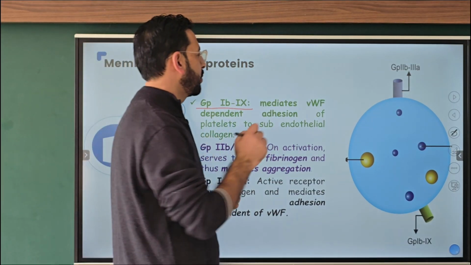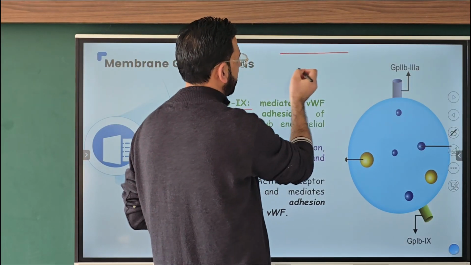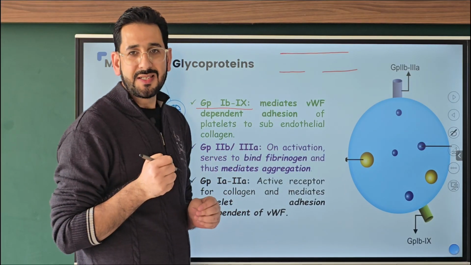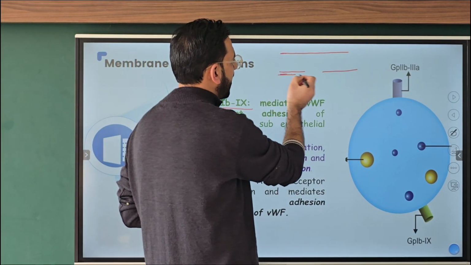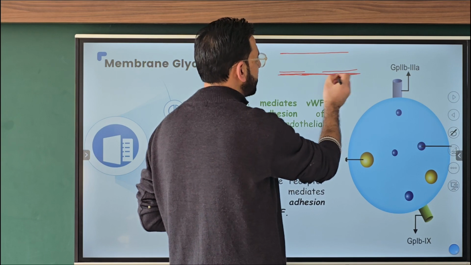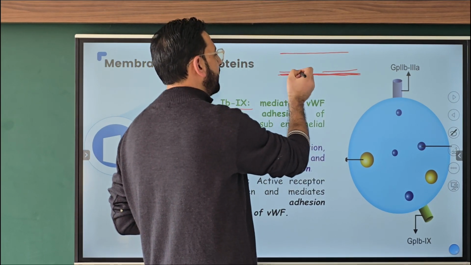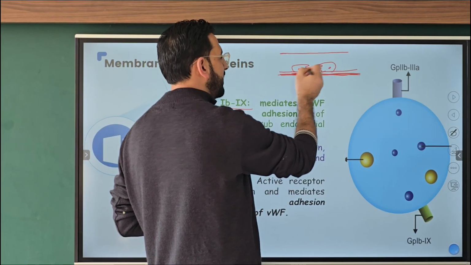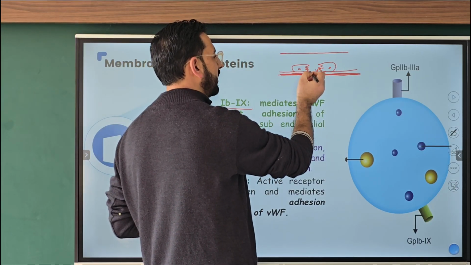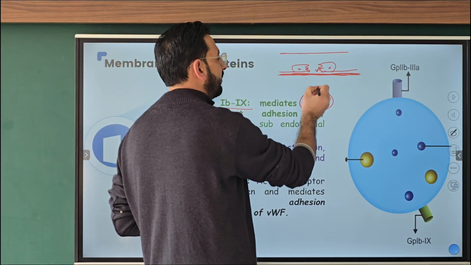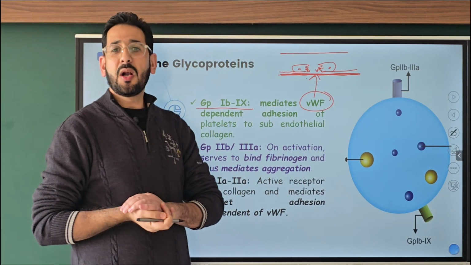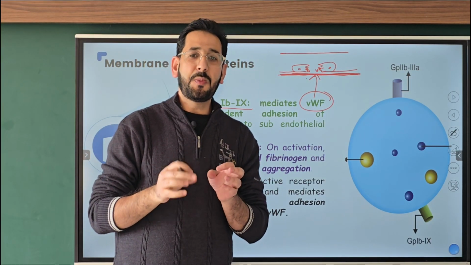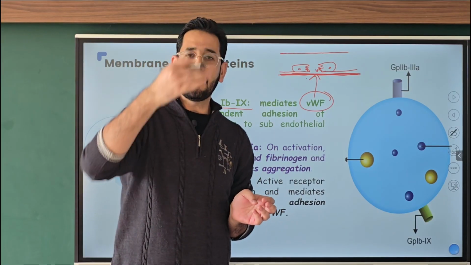Okay, 1b9. Suppose, let me show you here, we have a blood vessel here, and there is an injury to the blood vessel, a puncture. Now what will happen? Collagen will be exposed, and here, for example, is the endothelial cell that is damaged. This damaged endothelial cell will secrete a chemical called von Willebrand factor, and that von Willebrand factor will act as a bridge between the exposed collagen and the platelets.